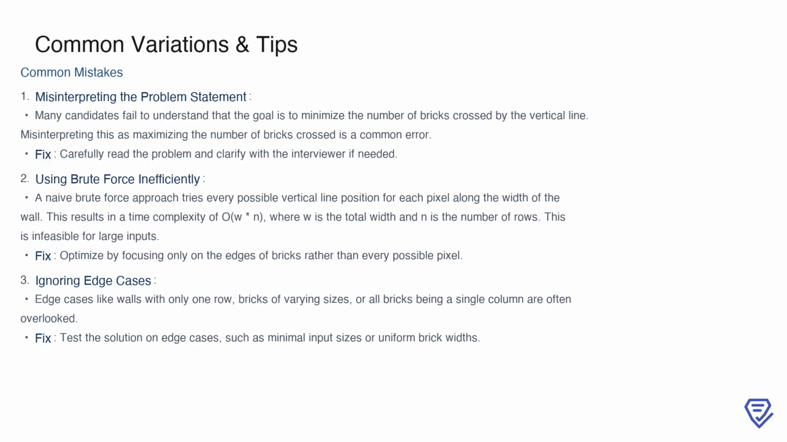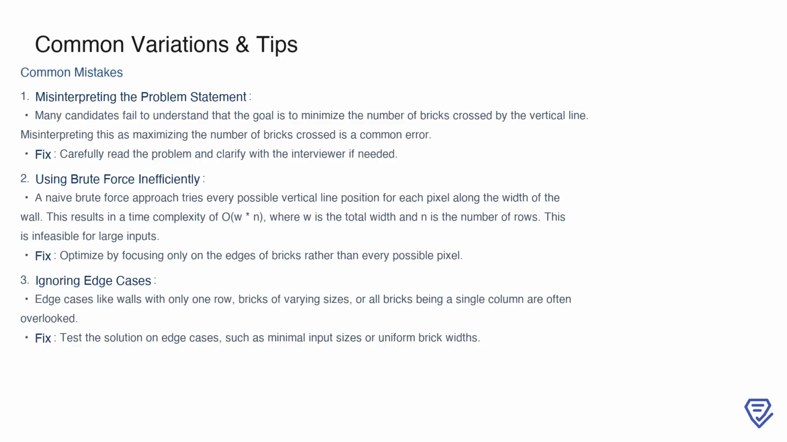When solving this problem, there are a few common mistakes that can trip candidates up. First, many people misinterpret the problem statement. Instead of minimizing the number of bricks crossed by the vertical line, some mistakenly try to maximize it. This misunderstanding can lead to incorrect solutions, so it's important to thoroughly read the problem and clarify any doubts with the interviewer. Another mistake is using a brute force approach inefficiently.